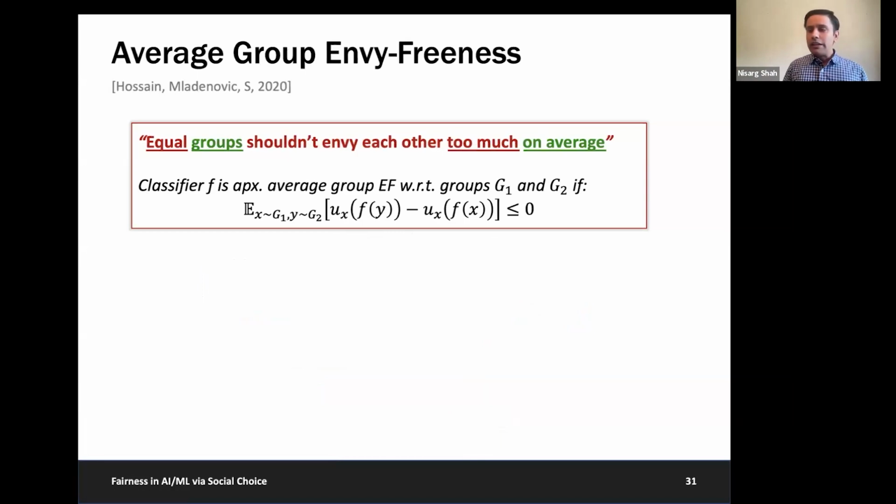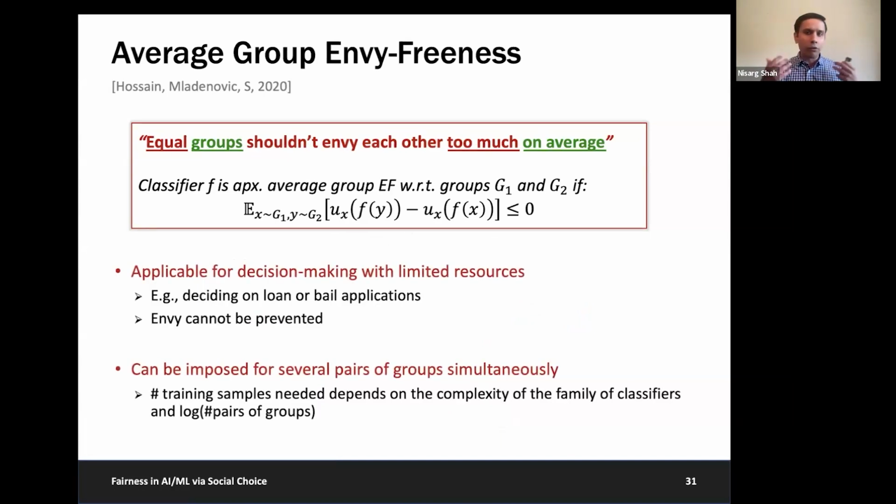All right. In some settings, individual level NV-freeness becomes too strong. For example, if you were to give out loans or bails, then individual NV-freeness is too strong because somebody who gets the loan will end up envying somebody who doesn't get the loan. So in these settings, we often care about fairness only at an average group level. This is a notion that's actually weaker than the individual fairness notion.